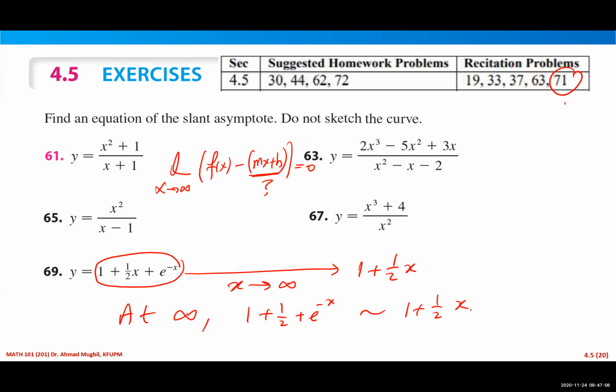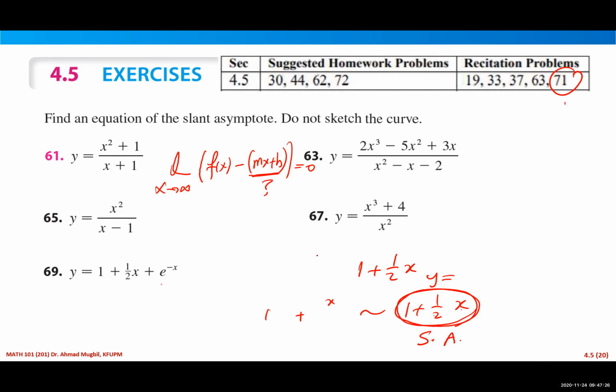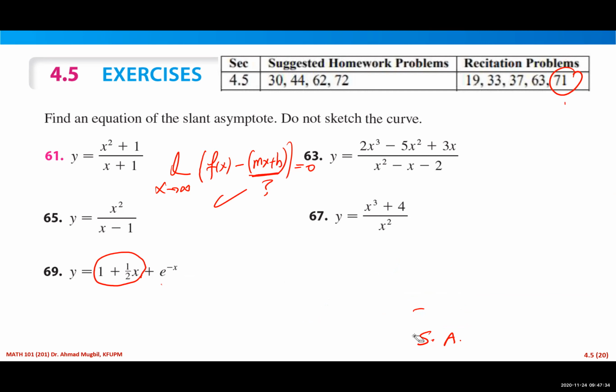So what does that mean? It means that this line is a slant asymptote, y equals this. This is the line. To check that, we just know that this will be the slant asymptote. Now we need to make sure that it satisfies this. So now this is nominated, it is a candidate to be a slant asymptote.